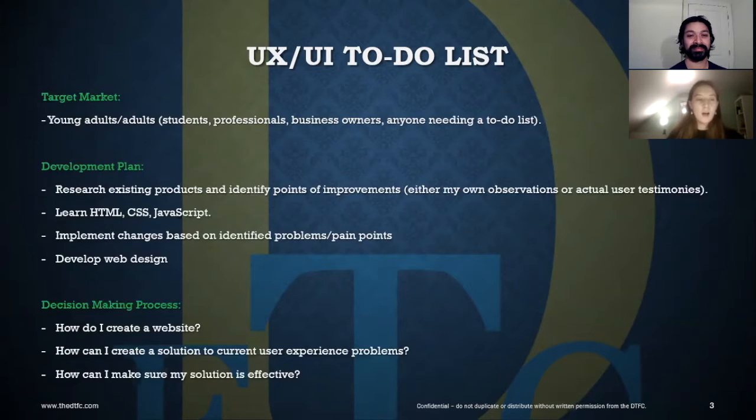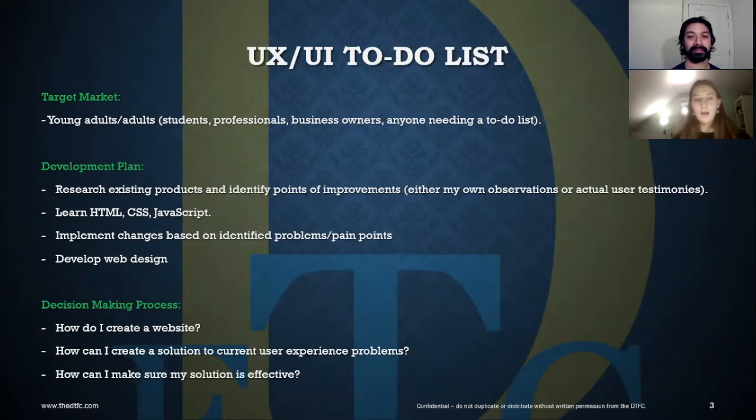Target market, I picked young adults or adults that can either be students, professionals, business owners, or really anyone who is in need of a to-do list, because anyone who wants to organize their ideas or organize the things that they have to do can use this website.